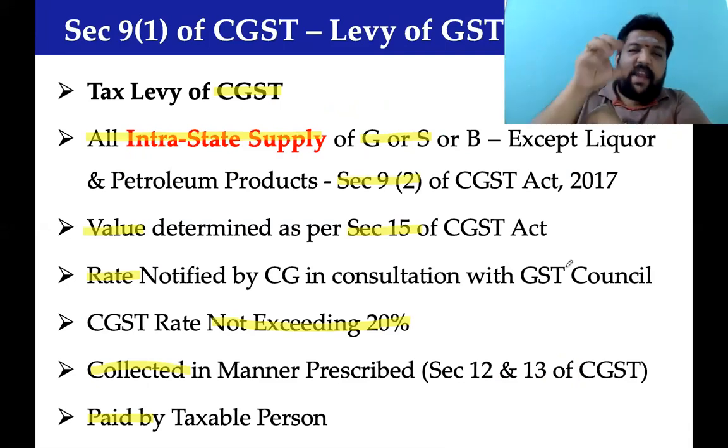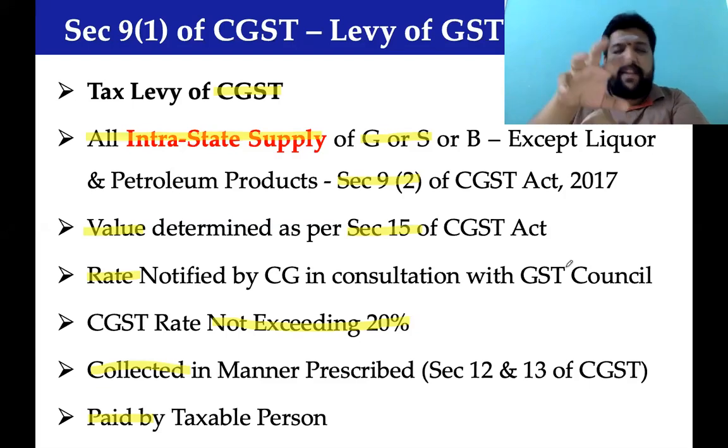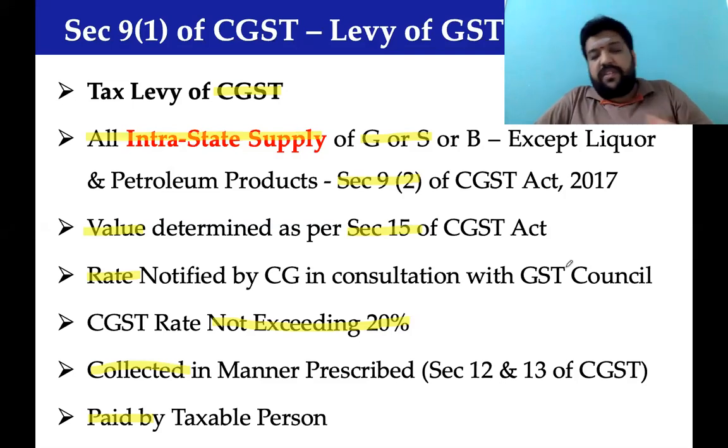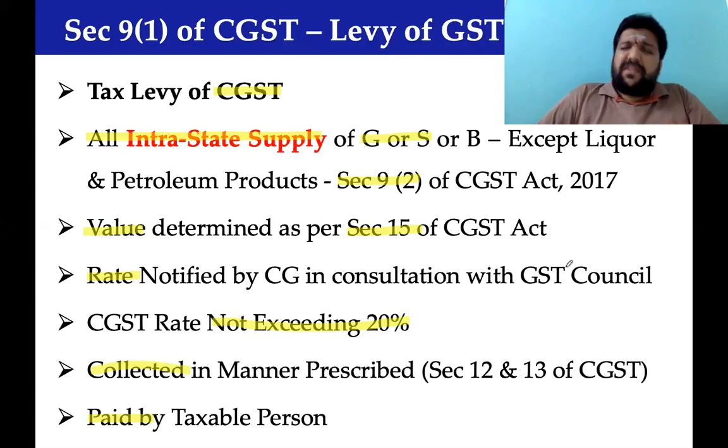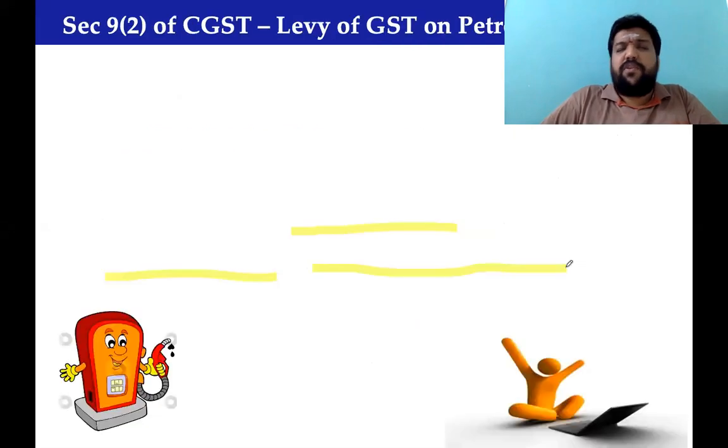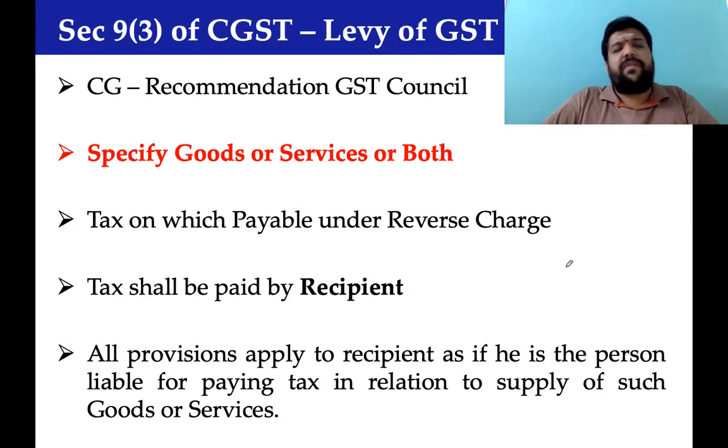Can it be taxed here? Can I tax a laptop? Yes. Can I tax a mouse? Yes. Can I tax furniture? Yes. Can I tax paint? Yes. Can I tax construction material? Yes. Can I tax liquor? No. Can I tax petroleum product? No. Because the power to tax is missing. A levy is missing by the supply. So coming back here, in case of a supplier, if he is engaged in an intrastate supply of goods or services, he is liable to pay tax. That is a one line understanding of it.